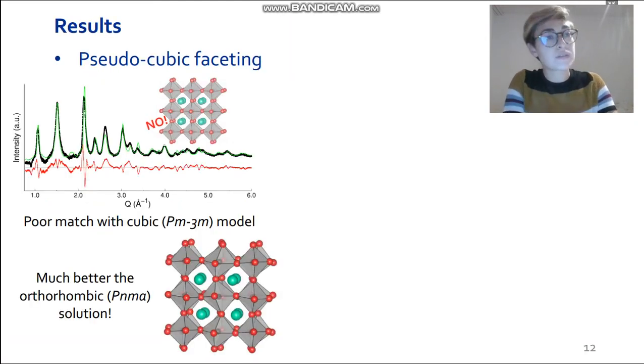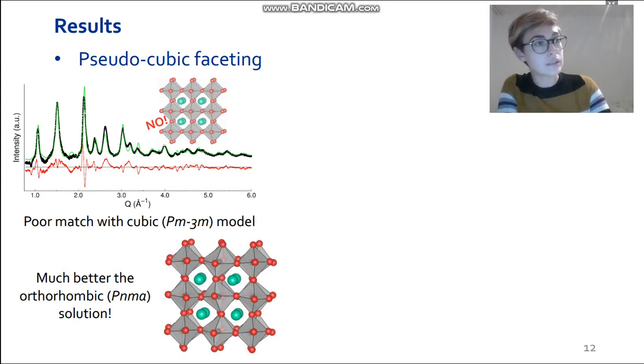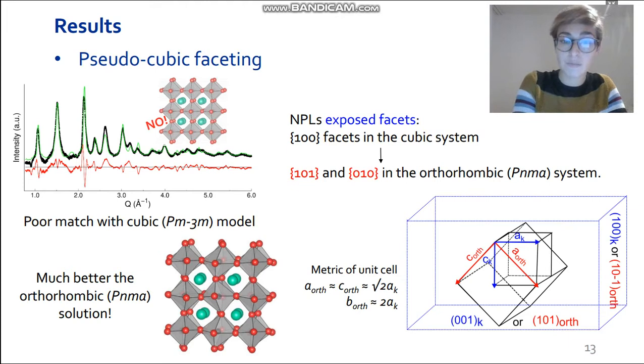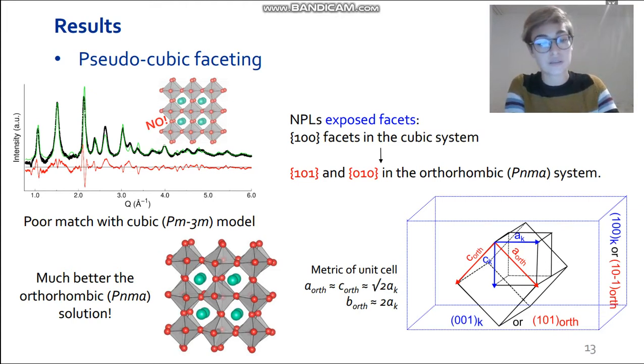The orthorhombic structure in PNMA space group has been confirmed by total scattering data refinements. And with respect to the cubic model, the orthorhombic polymorph provided better agreement with experimental data. In this setting, nanoplatelets expose 101 and 010 orthorhombic facets corresponding to 100 pseudocubic facets.